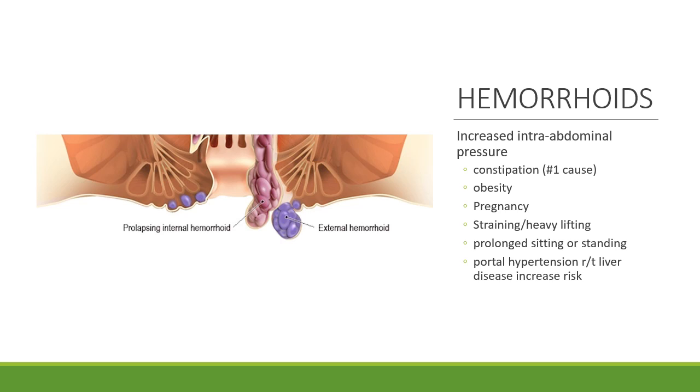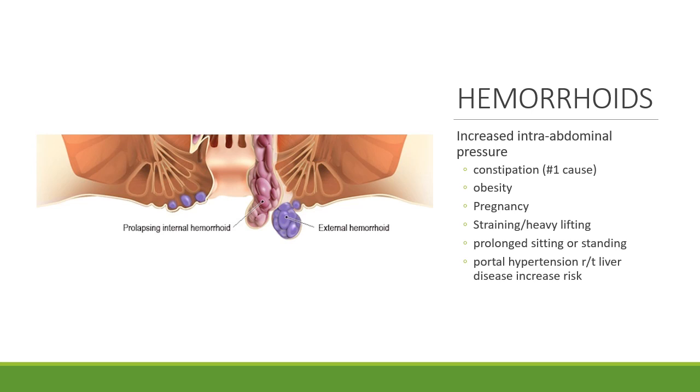Signs and symptoms include itching, bleeding, pain with bowel movements, and anemia is possible if they're severe and persistent. They can be caused by things like constipation, straining, obesity, heart failure, pregnancy, and prolonged sitting or standing, like nurse life, and heavy weightlifting, and that includes patients.